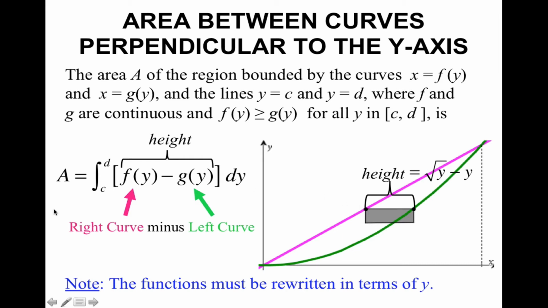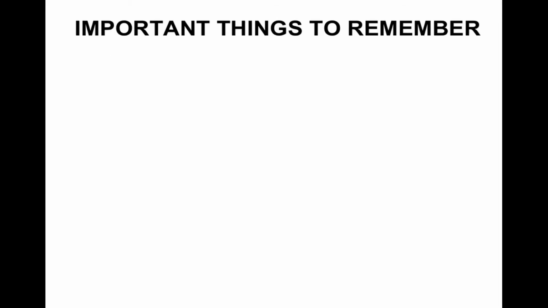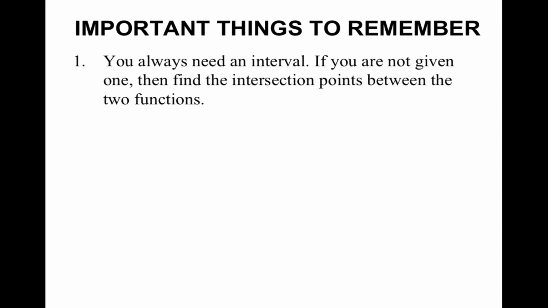So it's very, very important that the functions have to be rewritten in terms of y. From my previous example, notice that I rewrote y equals x squared as x equals square root of y, and y equals x as x equals y. So right minus left. This time I have the square root of y minus y.